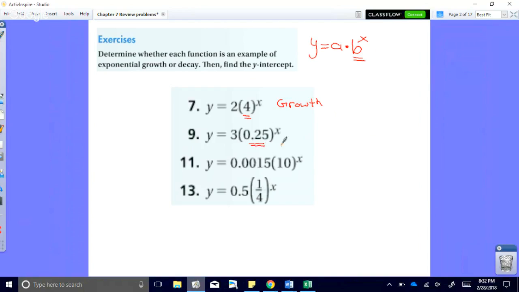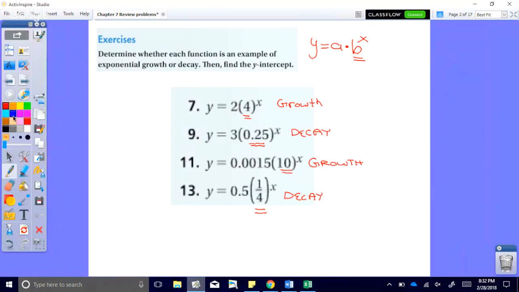The next one, 0.25, is less than 1, so we have a decay. Number 11 is 10 to the x, which is greater than 1, so we have another growth. And lastly, we have 1/4, which again is a fraction, so we have a decay. The second part of the question asks to find the y-intercept.